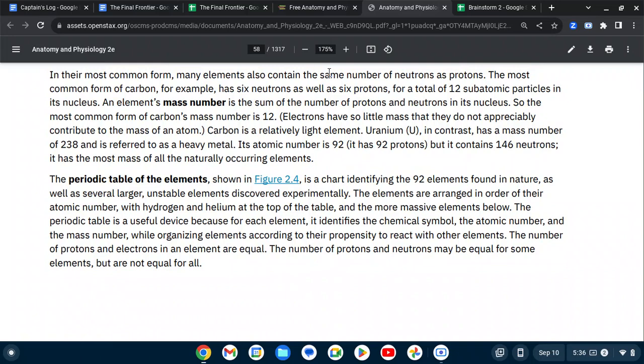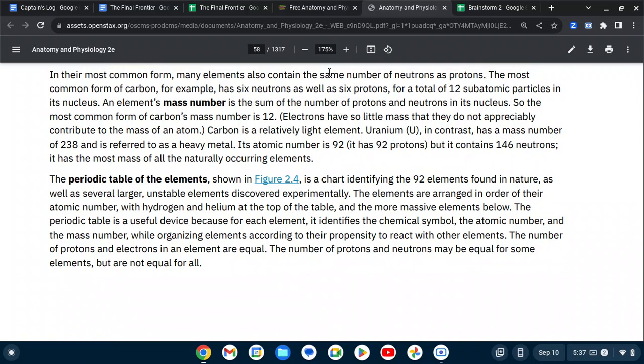An element's mass number is the sum of the number of protons and neutrons in its nucleus. So the most common form of carbon's mass number is 12. Carbon is a relatively light element. Uranium, in contrast, has a mass number of 238 and is referred to as a heavy metal. Its atomic number is 92, but it contains 146 neutrons. It has the most mass of all the naturally occurring elements.